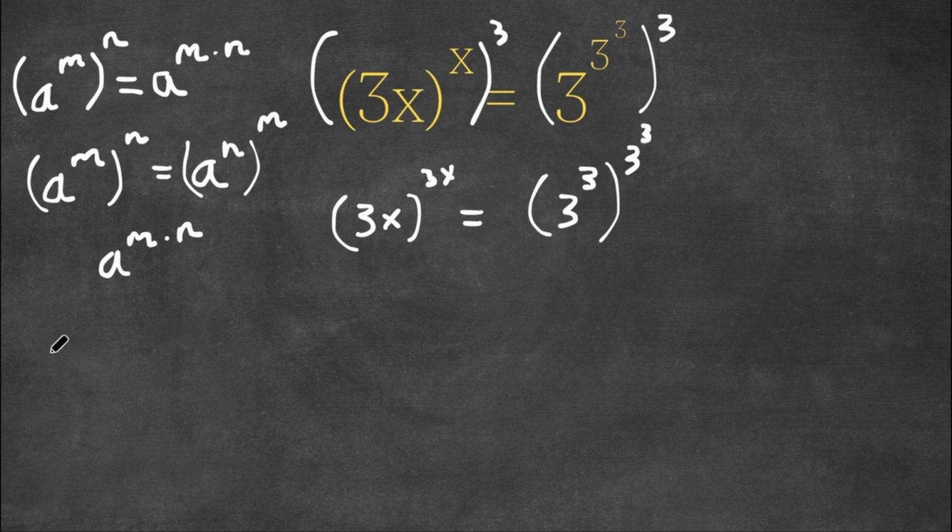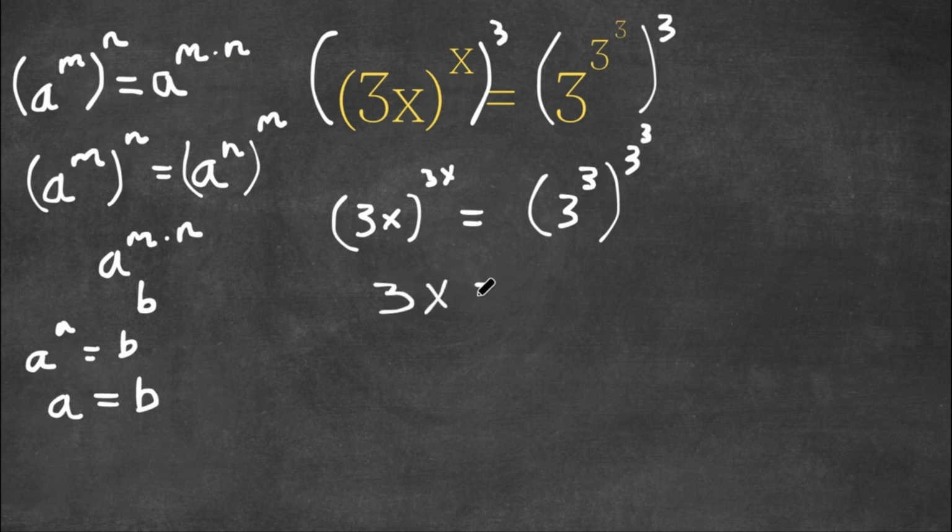And now, if we have something in the form a^a = b^b, then this means that a is equal to b. As you can see here, (3x)^(3x), both of these are the same. The exponent and the base are the same. And same with the other side, the exponents here are the same. Meaning, this would equal 3x = 3^3.